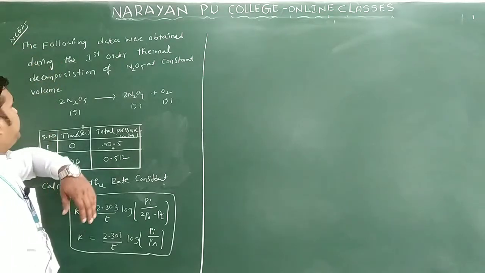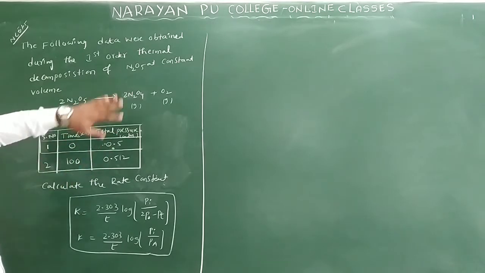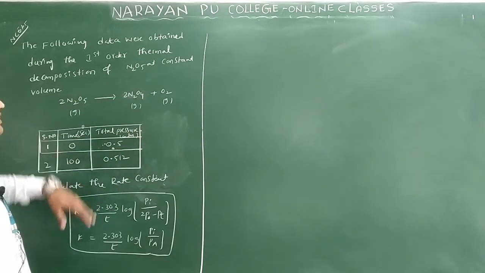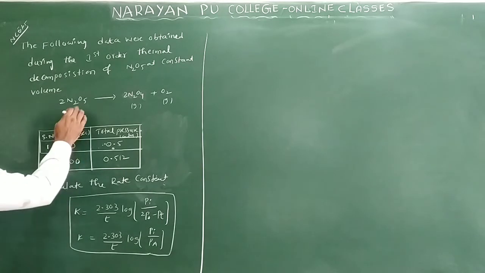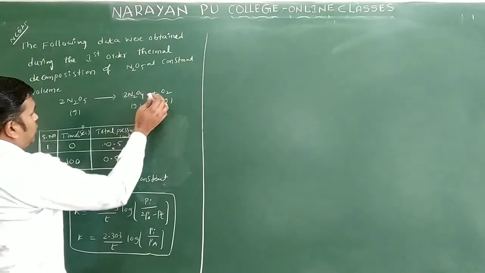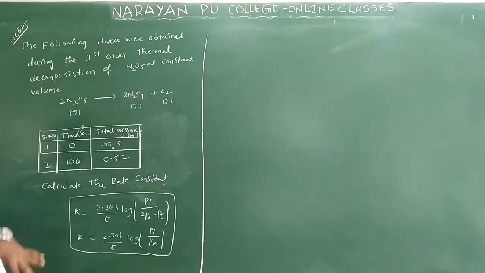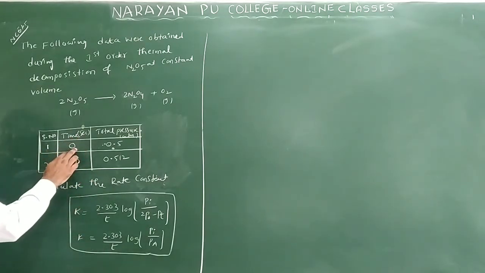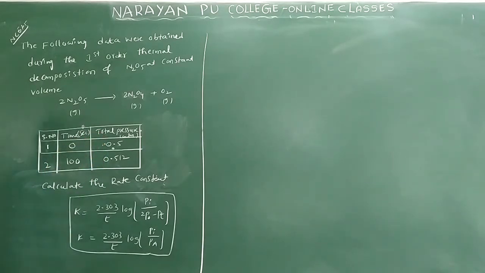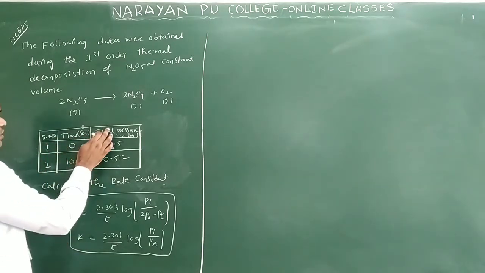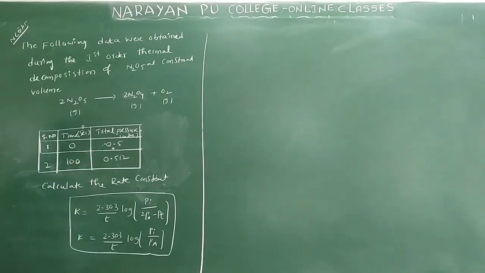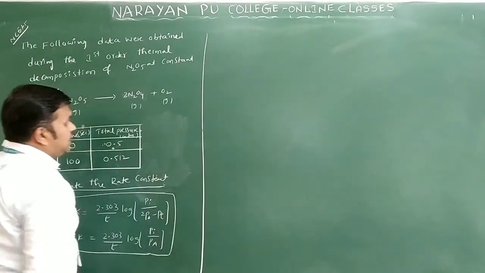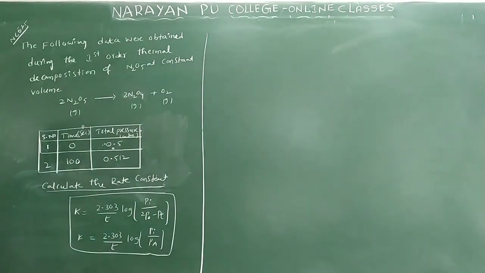The following data were obtained during the first order thermal decomposition of N2O5 at constant volume. N2O5 undergoes thermal decomposition to form N2O4 plus O2. They give the time and the total pressure. At time 0 seconds, the total pressure is 0.5. At 100 seconds, the total pressure of the system is 0.512. The question is: calculate the rate constant of the reaction.